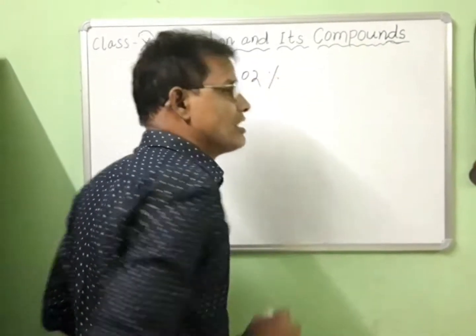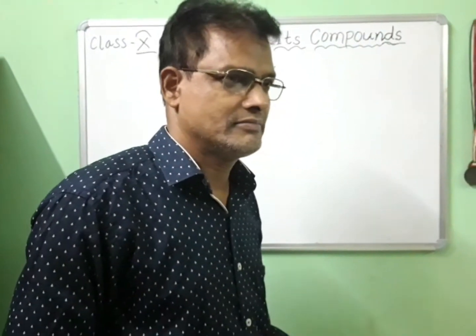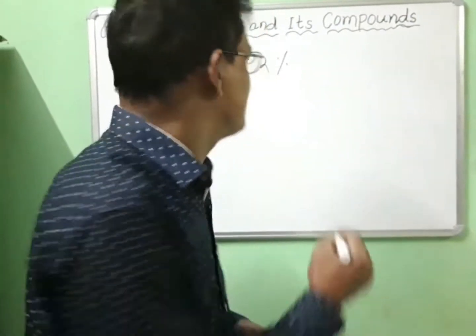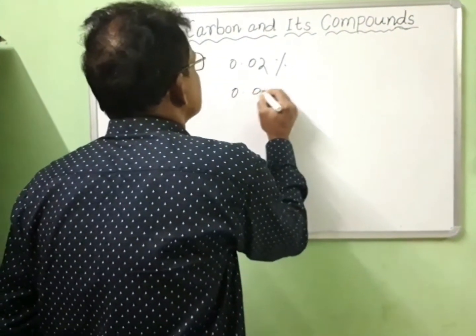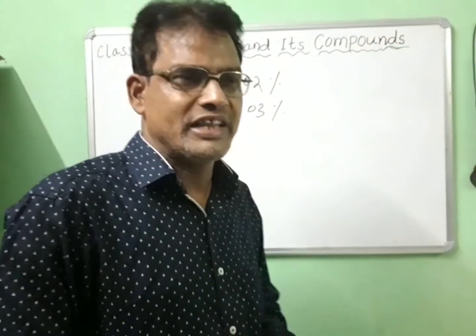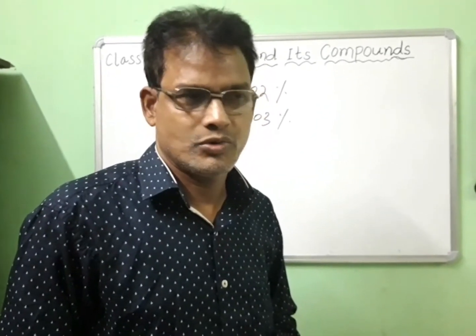The earth's crust consists of only 0.02% of carbon in the form of minerals. And in the atmosphere, only 0.03% of carbon is present in the form of carbon dioxide, in the form of carbon dioxide.